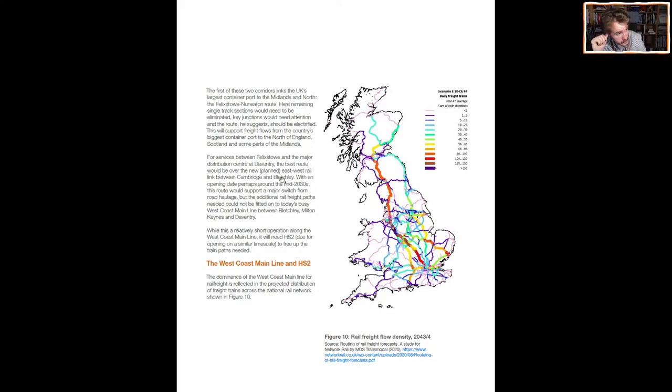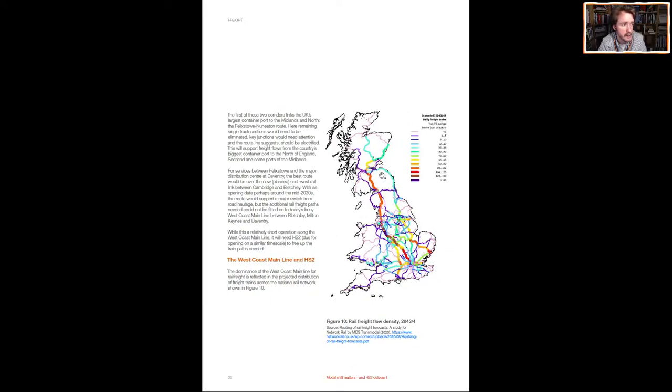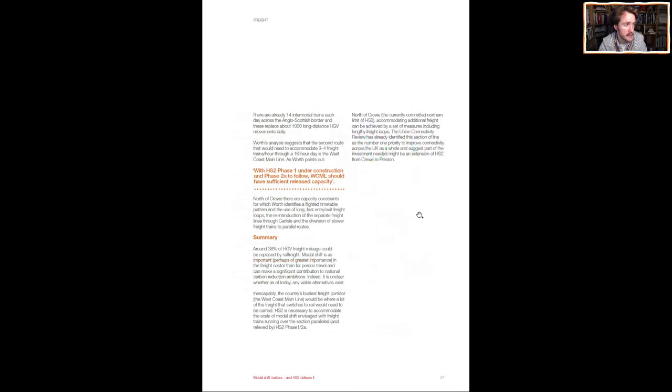Huge amounts of additional capacity would be released by HS2. But also, we just need much more rail capacity for freight. Our capacity and our ability as an industry to deliver new freight services is really not good enough. So to summarise this freight section, 40% of HGV freight mileage could be replaced by rail freight.